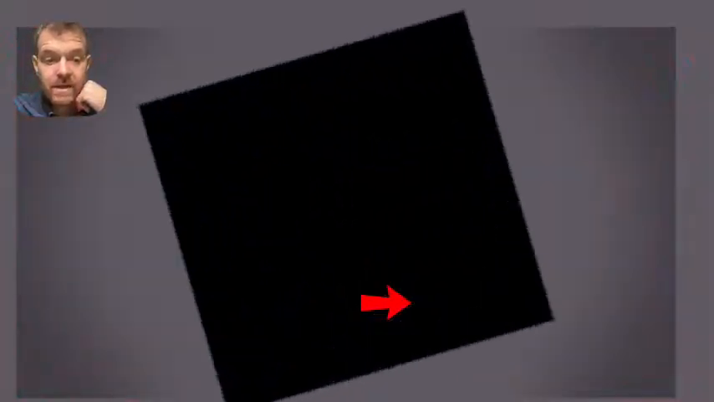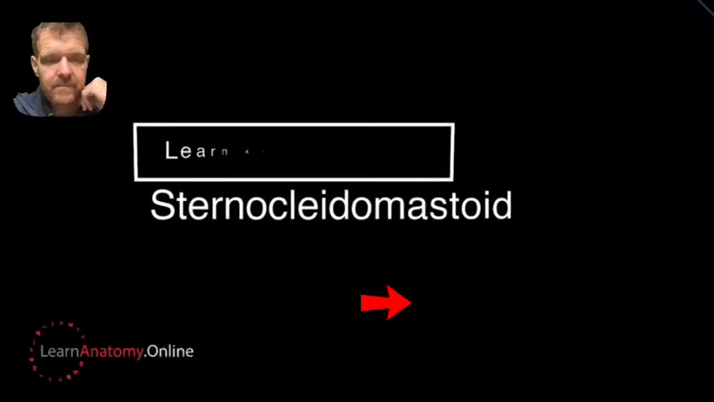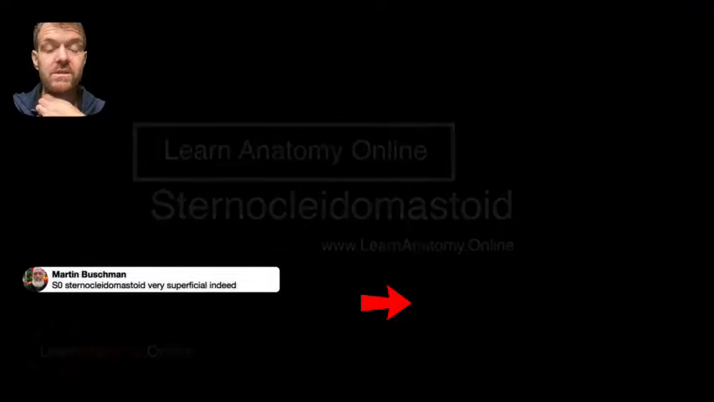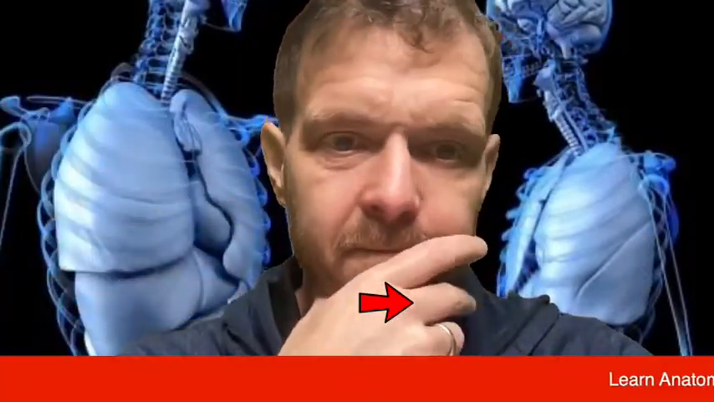Really, really superficial. The sternocleidomastoid is literally just under the skin. So in terms of being able to directly palpate something, yes, you can. Because if you turn your head and side bend, you can literally grab that muscle because it's so superficial. Suboccipitals, forget it. You've got no chance. Perfect. So that is the muscles of the cervical spine.